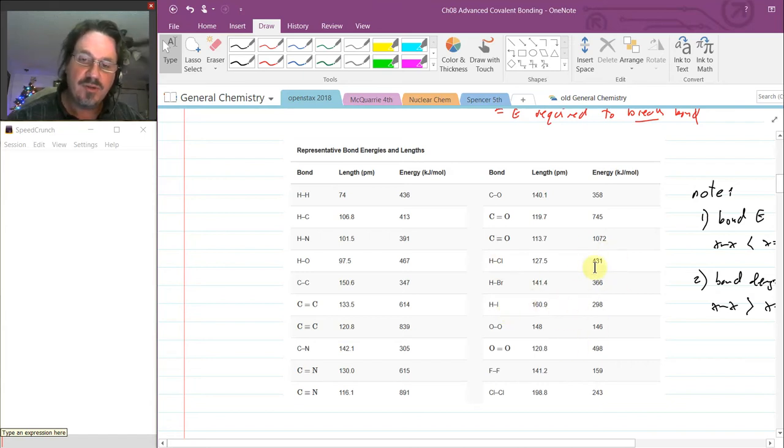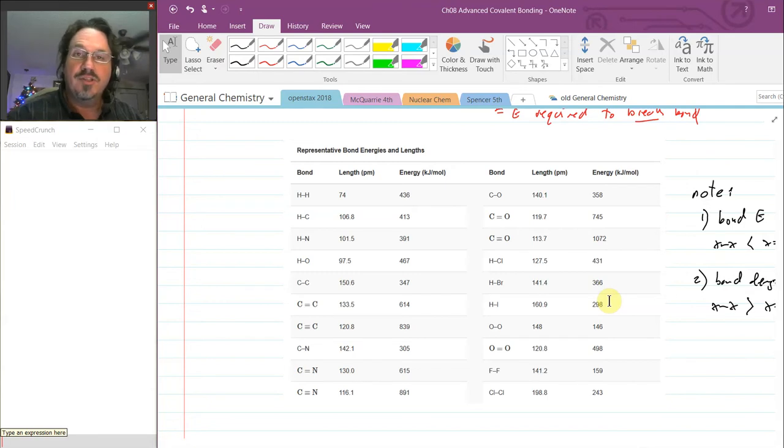The energies associated with that, 431, 366, 298. As I go to larger and larger atoms, the bond energy is actually smaller. It doesn't stabilize as much, and that's because they can't get as close to each other. So you don't get those attractive stabilizing forces that you would get in a smaller one. And so for small ones, like F-F, 159, 142 for Cl-Cl, longer because it's a bigger atom, and 249 for the stabilization energy. All right.